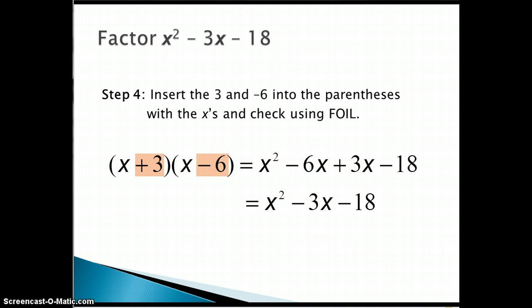So this trinomial factors into x plus 3 times x minus 6. And you can see here that when we check using FOIL, we did get the right answer.